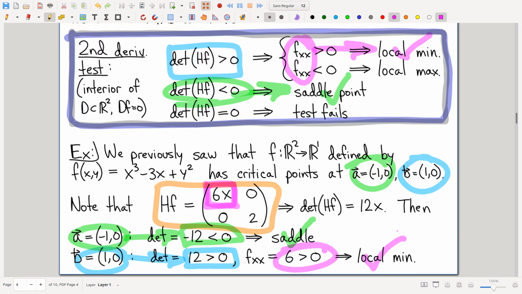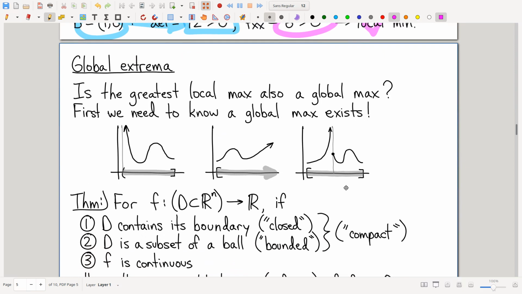Pluggy-chuggy. Does everybody see how that works? Okay. All right. Next question.